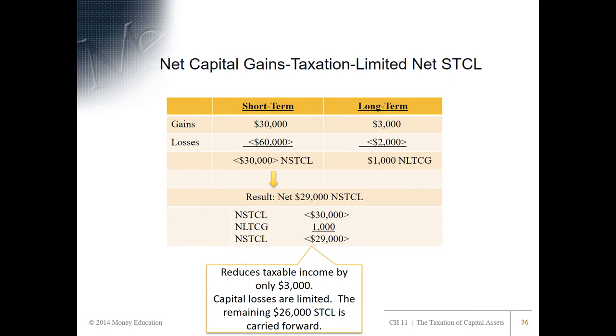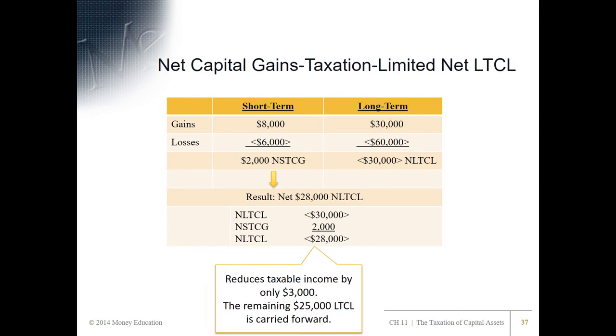Here we've got another example. We've got a net short-term capital loss of $30,000 and a net long-term capital gain of only $1,000. So we're going to net them together. And of course, the net short-term capital loss is larger. So we end up with a net short-term capital loss of $29,000. So it reduces taxable income by only $3,000 this year because capital losses are limited, but the remaining short-term capital loss is going to be carried forward to future years.